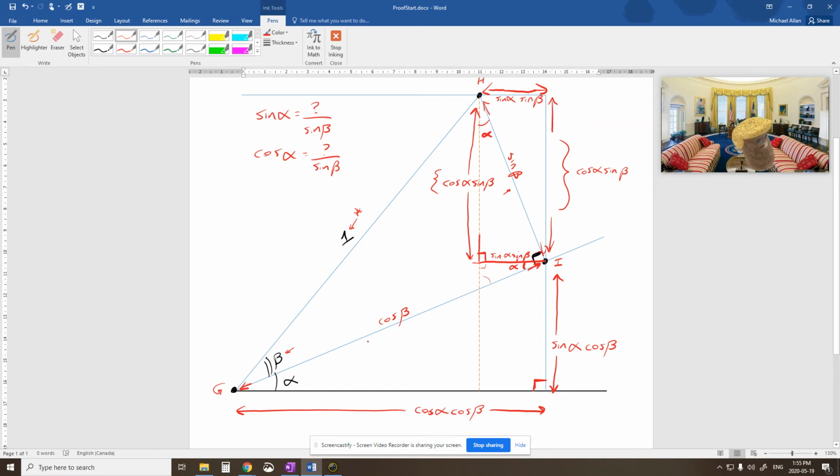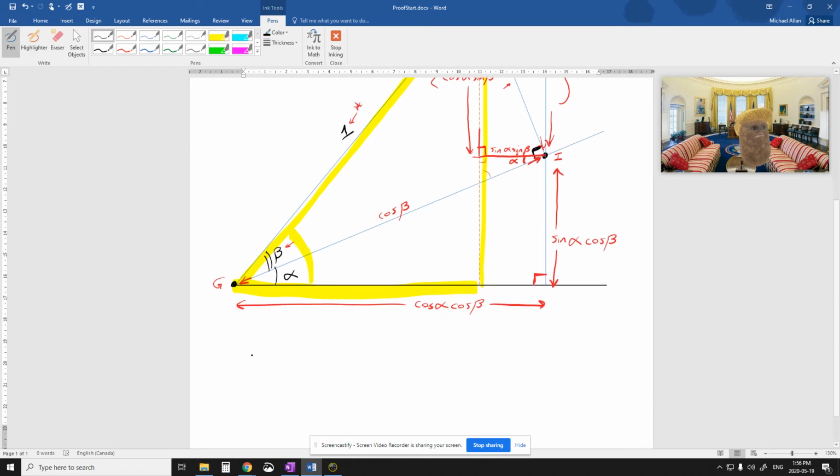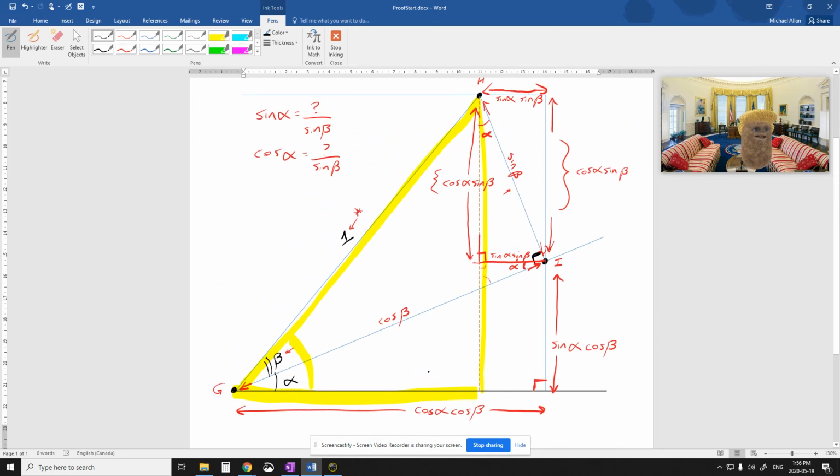Now, what if I add alpha and beta together? If I add alpha and beta together, I'm going to get this larger triangle right here. So that angle, this total angle right here, that's going to be alpha plus beta. There's a hypotenuse of 1. So if I go sine alpha plus beta, it's going to be question mark over 1. Okay? Now, the question mark can be related to a bunch of pieces on this triangle, right?